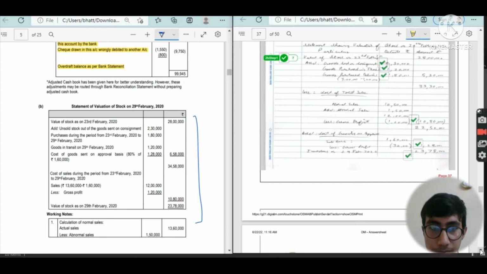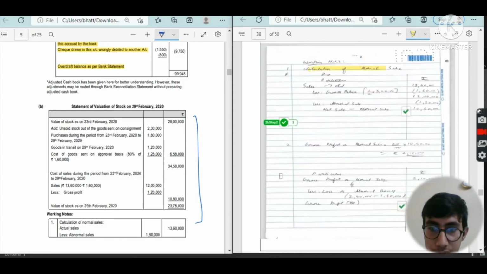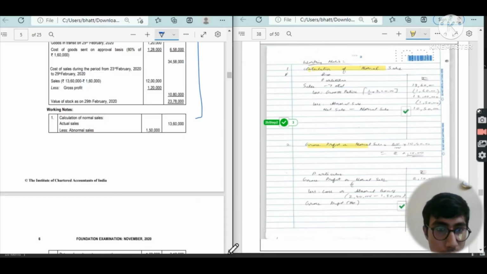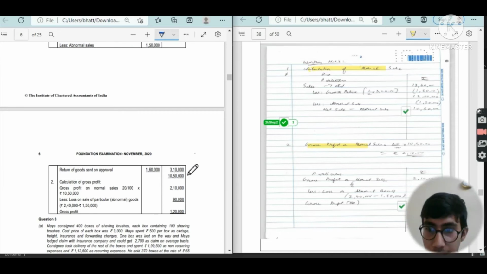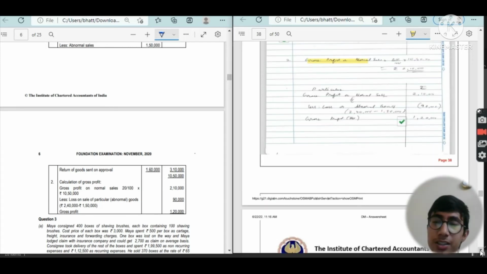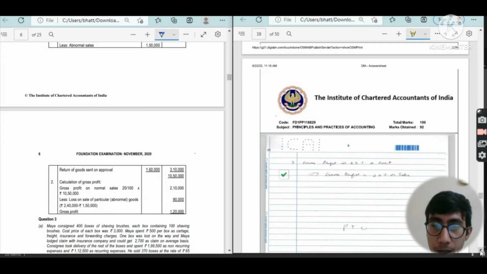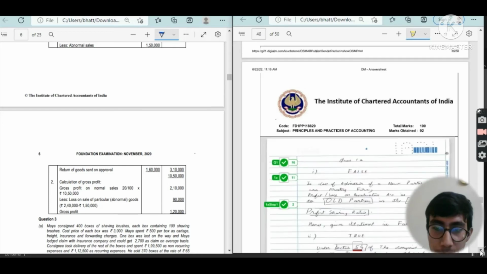And in the working, I have shown the normal stock calculation, then gross profit. The working they have shown, 10 lakh 50, then 2 lakh 10,000, I have shown 90,000. See, the workings are also the same, so I got full marks. So you need to learn some things too, how ICAI does it, so that you are able to perform.